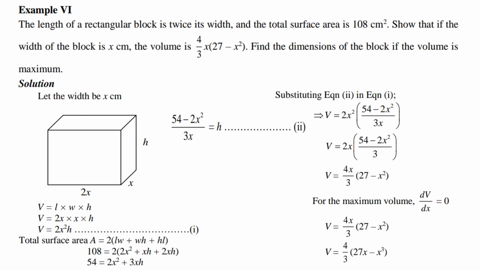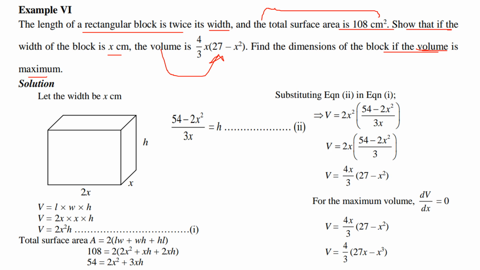Looking at example 6, here we are being told that the length of a rectangular block is twice its width, and then the total surface area is 108 centimeters squared. I told you that these statements given in the question are the ones that help you to express one variable in terms of the other. But this question is quite different, because you are being told to show that if the width of the block is going to be X centimeters, then its volume is going to be represented by this. And then find the dimensions of the block if the volume is going to be maximum. That means that you are supposed to differentiate volume.